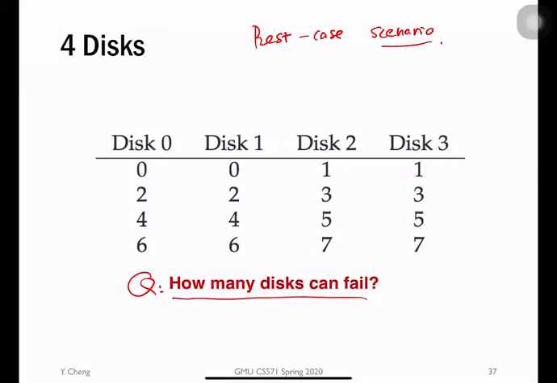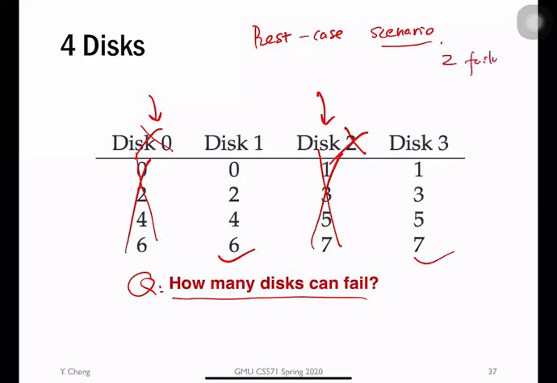So let's say there are 2 failures, and these 2 failures happen at disk 0 and disk 2. These 2 disks get failed. So we basically lose one single copy of all the data that gets stored in this configuration. But again, we have disk 1 and disk 3, which still store the unique data without losing any data. So in the best case scenario, it could tolerate at most 2 failures. But this is only the best case.